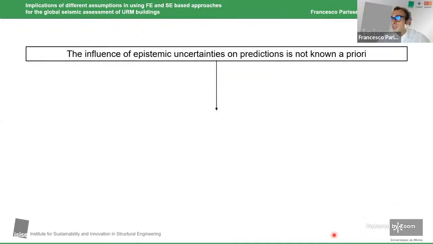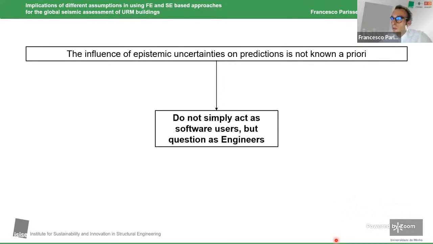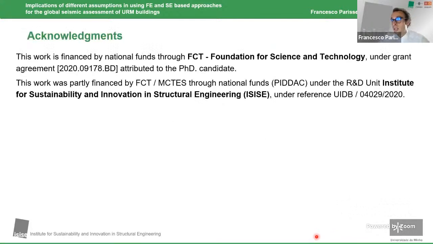So just to conclude, since the influence of epistemic uncertainties on prediction is not known a priori, I would always suggest to not simply act as a software user, but to question all the choices and assumptions as engineers.